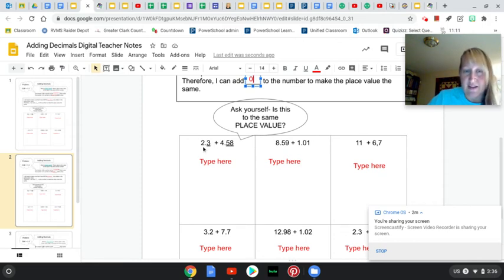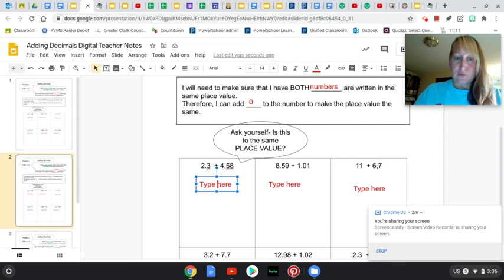So the first thing that I'm going to ask is, are these two in the same place value? I can tell that they are not because this is 2 and 3 tenths because there's only one number past the decimal point, and this is 4 and 58 hundredths. So if I'm going to rewrite this to make sure that they are in the correct order, I'm going to put 2 and 30 hundredths. So notice that I just added a 0, plus 4 and 58 hundredths.